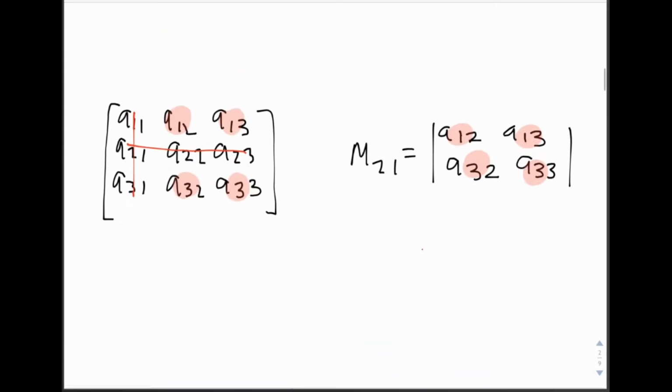Additionally, if we were going to try to find the minor of 2,1, we would eliminate this column here, eliminate this row here, and what are we left with? We're left with A12, A13, A32, and finally A33.